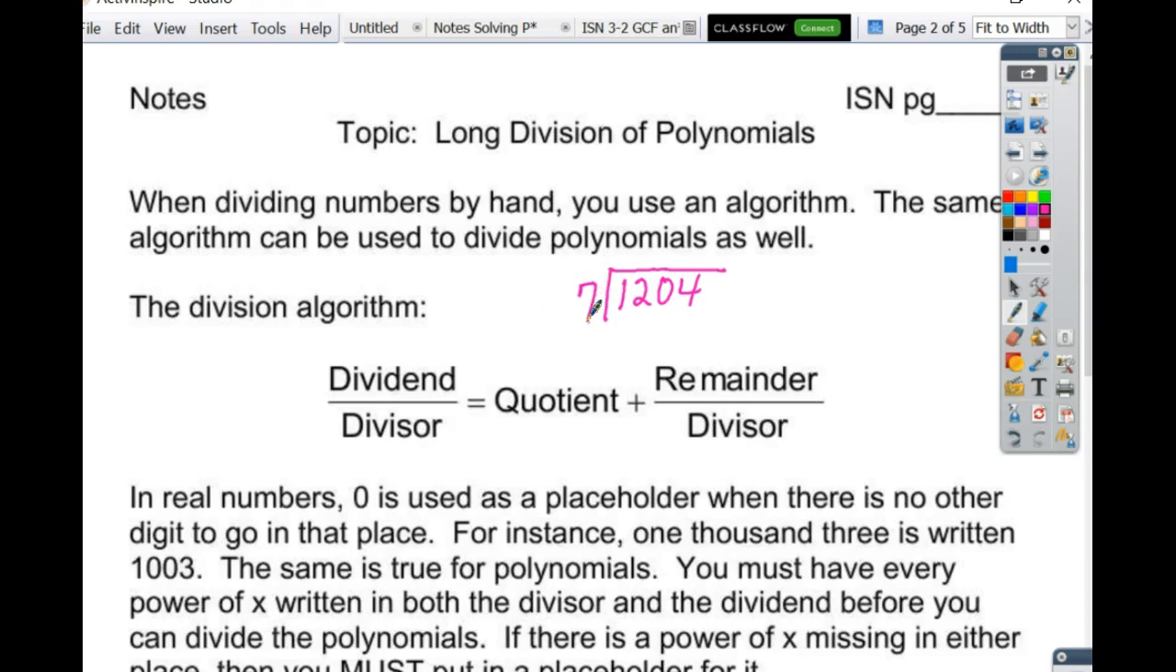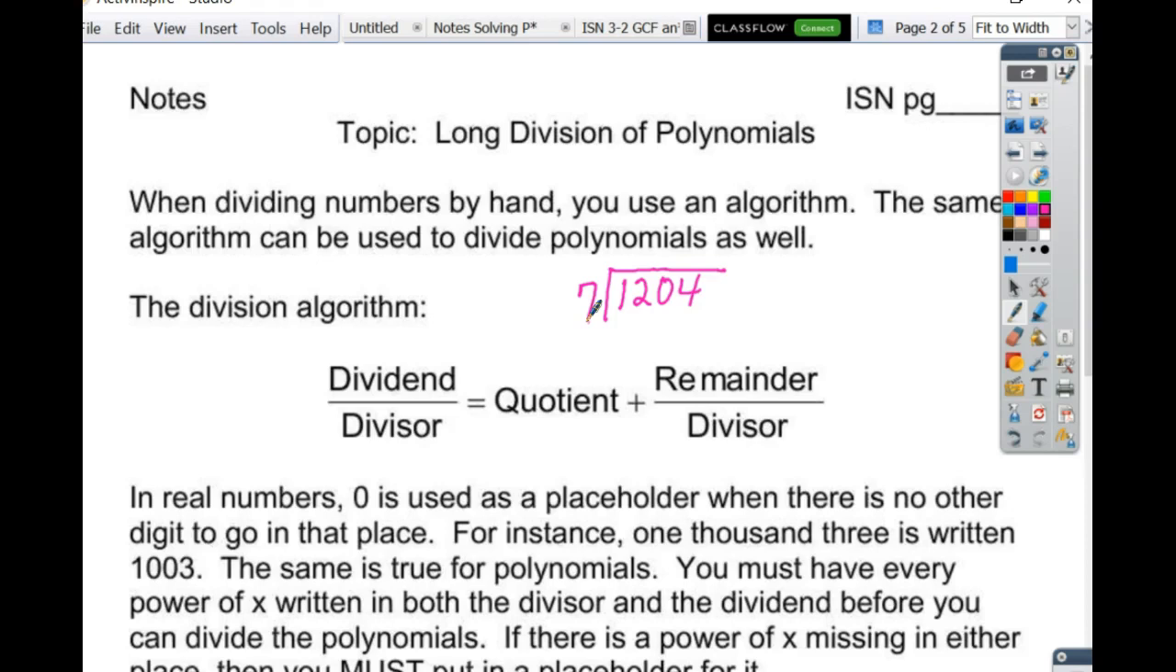So if I take 1,204 and I divide it by 7, first of all, there's no number in the 10 spot, right? So we have to put a 0. We have to do that when we long divide as well. If I don't have an x squared, I have to fill in a 0. Like you have to fill in your spots, okay?